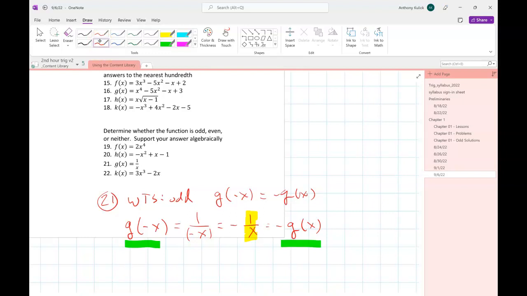You just have to remember that fact about the negative sign in a fraction, that you can move that around wherever you want. But that'll do. Anybody else?